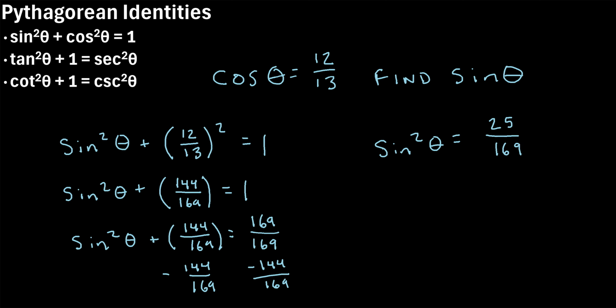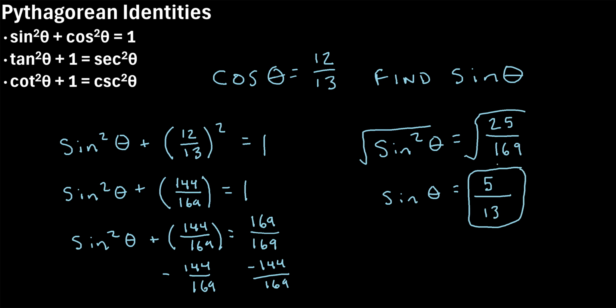Now to solve for sine of theta, we just need to take the square root of each side. That leaves us with sine of theta is equal to the square root of the numerator, 25, which is just 5, and the square root of 169 is 13. So our final answer is 5/13. Given that cosine of theta is 12/13, we found that sine of theta is equal to 5/13. All right, let's try another one.